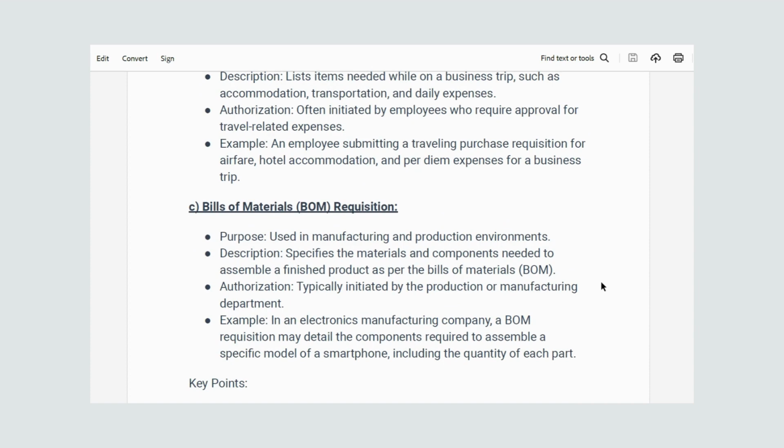Okay, so it specifies the materials and the components that are needed to assemble a finished product as per the bills of materials. So, who authorizes this form? Typically, it is initiated by the production or the manufacturing department. Okay, for example, in an electronics manufacturing company, a bill of material requisition may detail the components needed to assemble a specific model of a smartphone, including the quantity of each part.